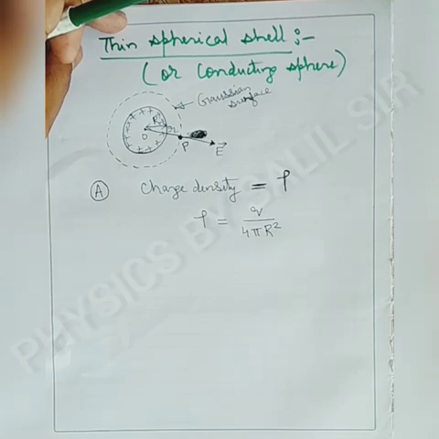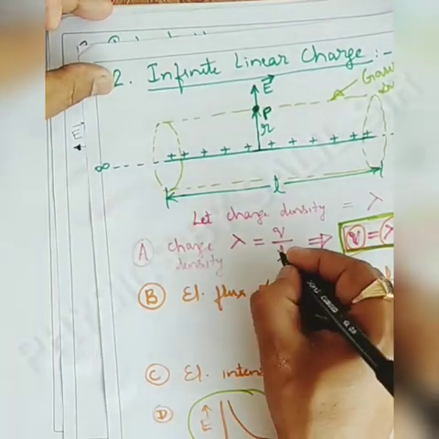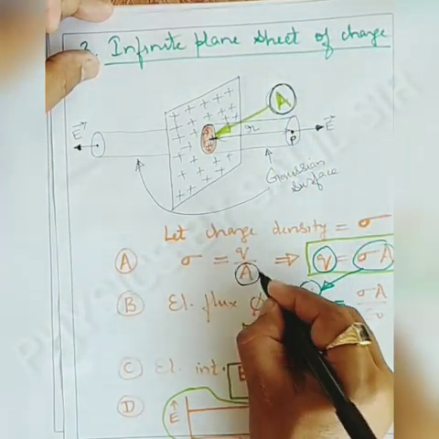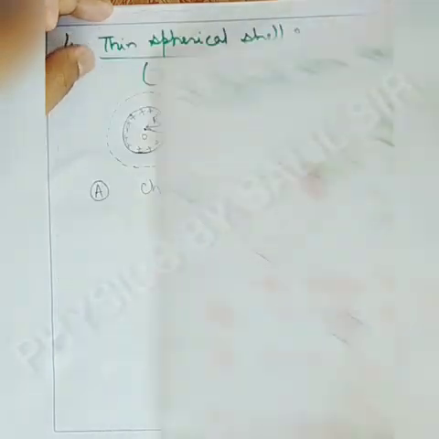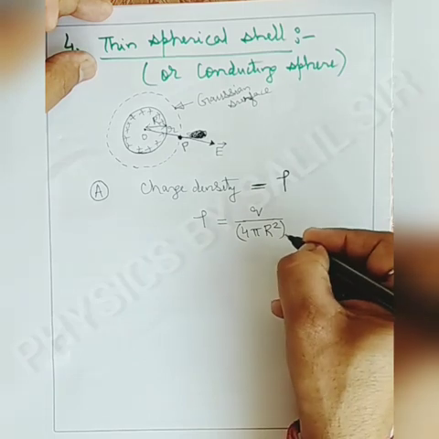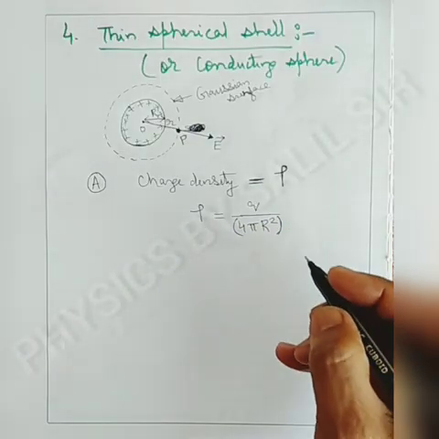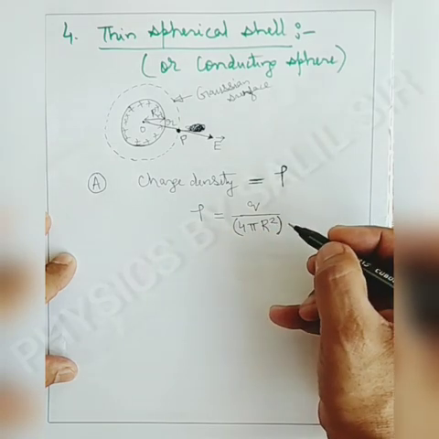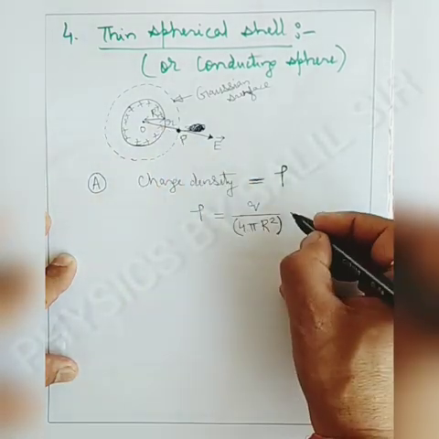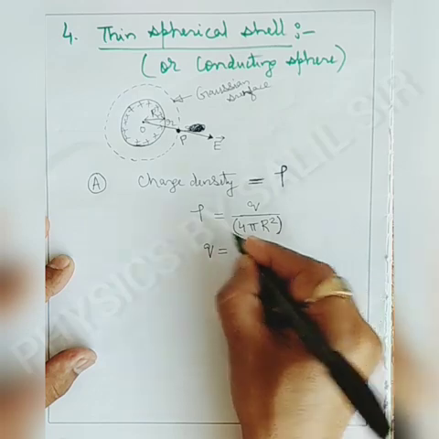For infinite plane sheet, we have taken A. For linear charge, we have taken lambda because it was linear. We considered the area for this, so that's why it was in the denominator, it was taken as capital A. But in this case, this is taken as Q upon 4 pi r square, where 4 pi r square is the surface area of this spherical shell or sphere, because capital R is the radius of the sphere. So that's why we have taken this. In this way, if we cross multiply this, Q will be equal to rho into 4 pi r square.